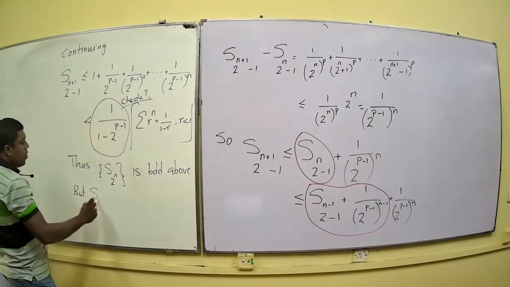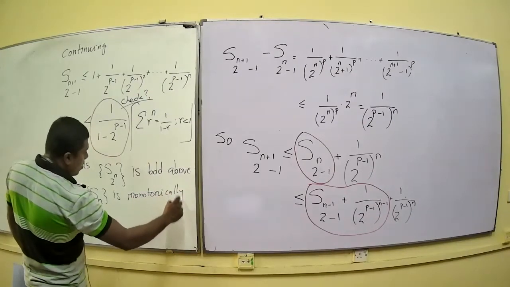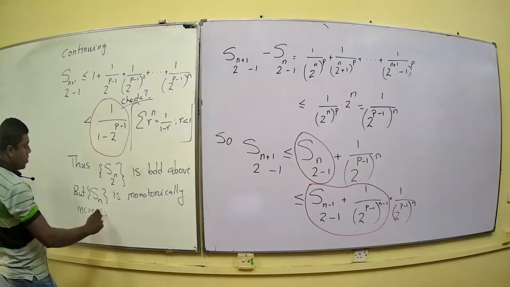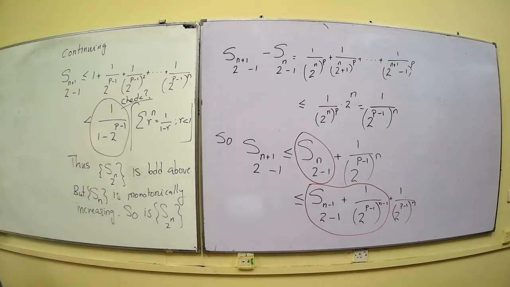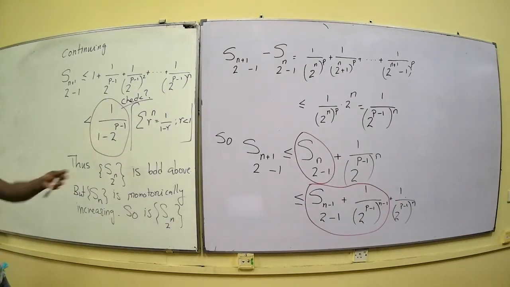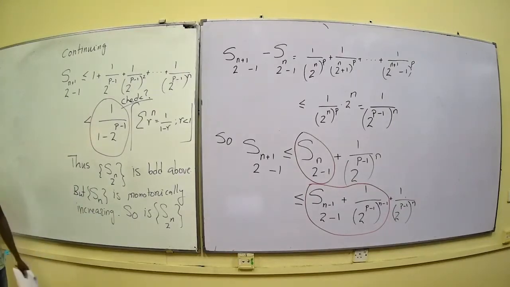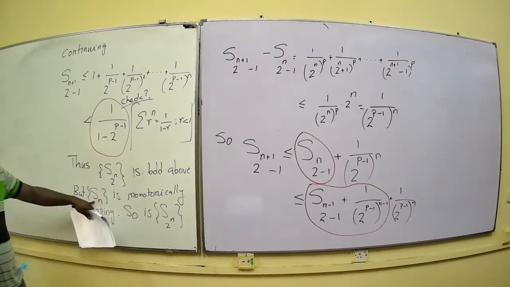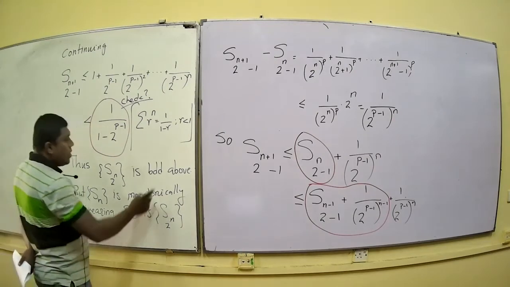But you all know Sn is a monotonically increasing sequence, right? Because you can simply see that 1 over n to the power p, and p is bigger than 1, and also n is a natural number, so that partial sum is a monotonically increasing sequence. That's not a big thing for you to verify. So Sn is a monotonically increasing sequence. So S 2 to the power n is basically a subsequence, right? So you take that as a subsequence. So that is also monotonically increasing. So, monotonically increasing, bounded above.